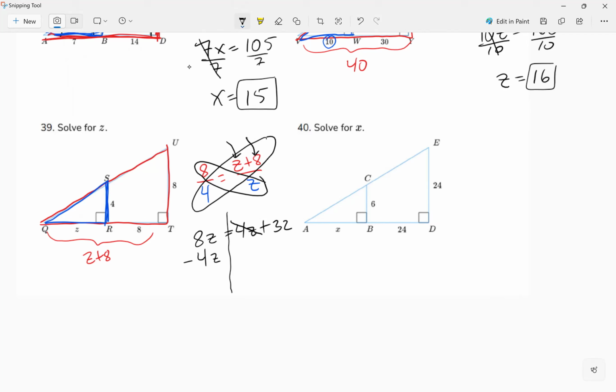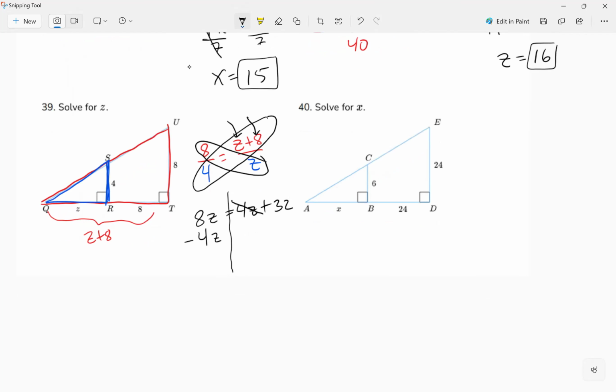So I moved letters to the left in this case, and anything that doesn't have a letter, I'm going to keep on the right. So I keep the 32. So on the left side, 8 minus 4. When I combine my z's, 8 minus 4 gives me 4z. This is the reason why I moved the smaller z earlier, because I want to avoid negatives if possible. If I would have moved the 8, 4 minus 8 gives me a negative. Like I said, I want to avoid negatives if possible.